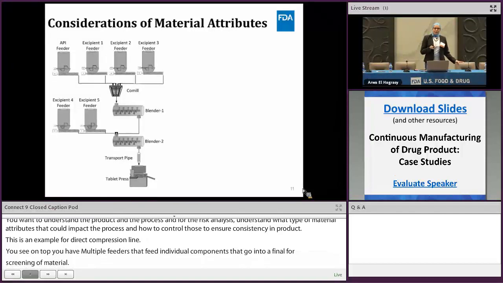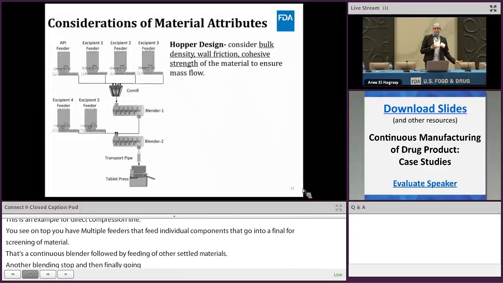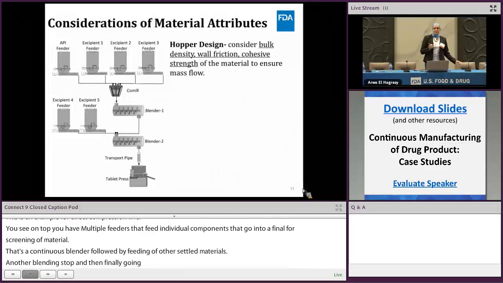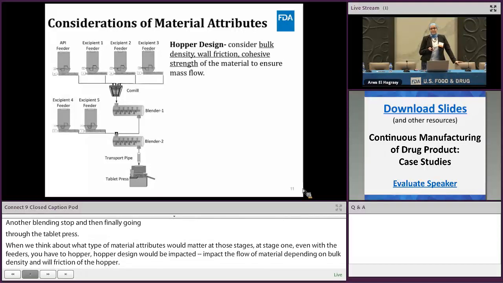So when we think about what type of material attributes would matter at each of those stages, at stage 1, even with the feeders, you have the hopper. The hopper design would impact the flow of material depending on the bulk density and the wall friction with the material of the hopper. The cohesive nature of the material would also impact the material flow to the next step. So those would be important to characterize and make sure that the materials are suitable for this type of operation.